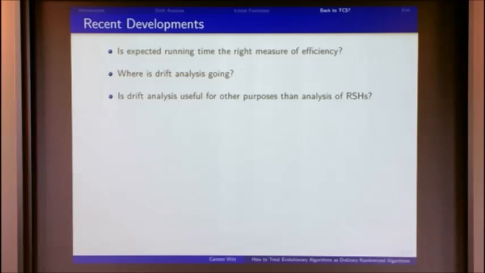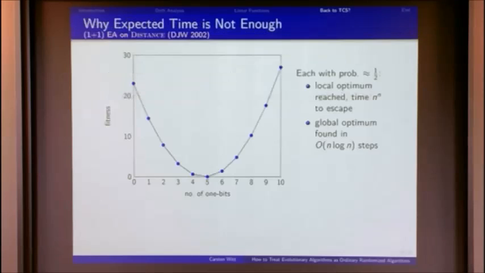So expected time, n log n for one max is fine, but an expected time could be misleading on multimodal problems. To have a problem like this here from the seminal paper by Droste, Jansen and Wegener, a function called distance, which is basically a parabolic function, with probability a half, you could climb up to a local optimum.